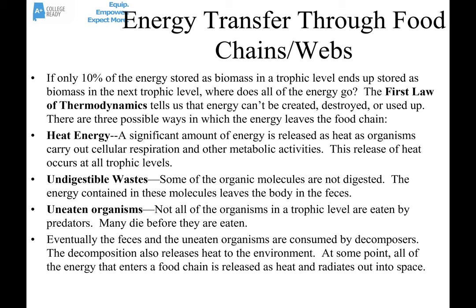Some of it is contained in undigestible waste. Some of the organic molecules that are eaten can't be digested. The energy in those molecules ends up in the feces. There are also some organisms in a level that don't get eaten. Not every plant gets eaten, for example. So there's still energy in those organisms that die before they're eaten. Eventually, the feces and the uneaten organisms are consumed by decomposers. Heat gets released, and at some point, all the energy that entered the food chain as light leaves the food chain as heat and radiates back out into space.